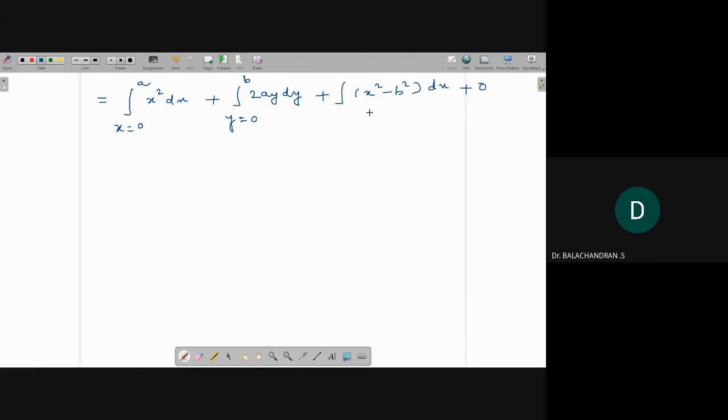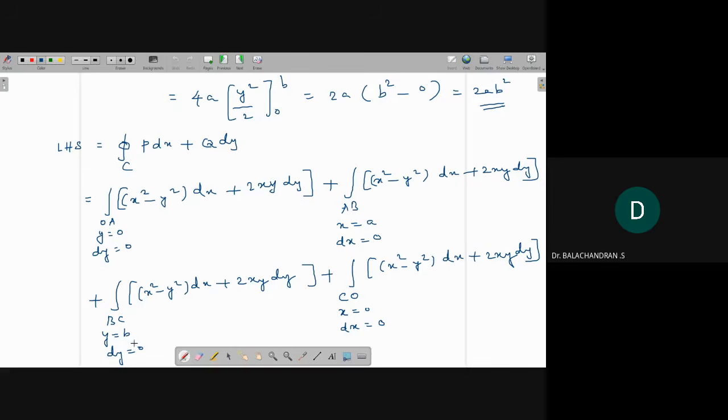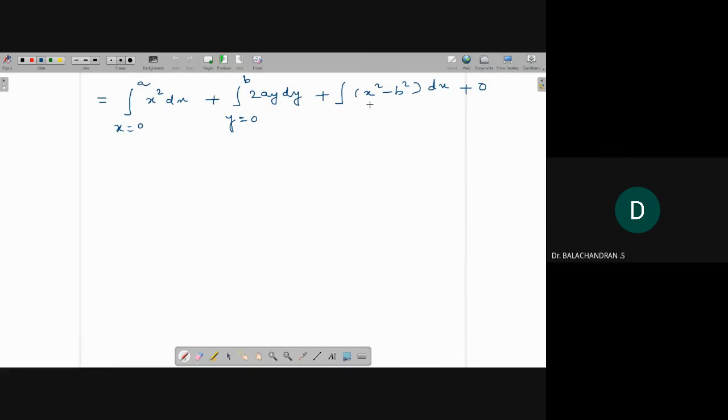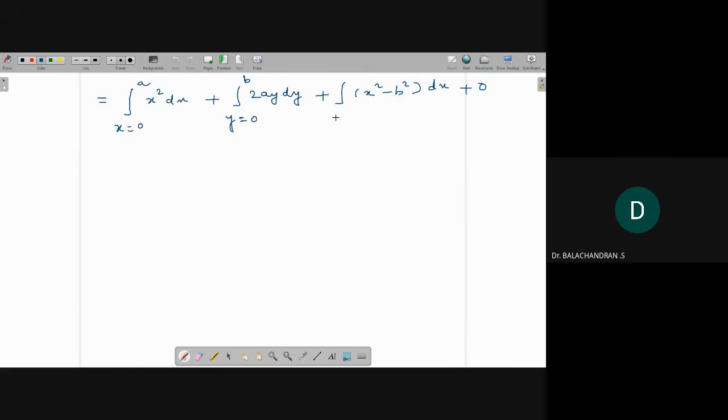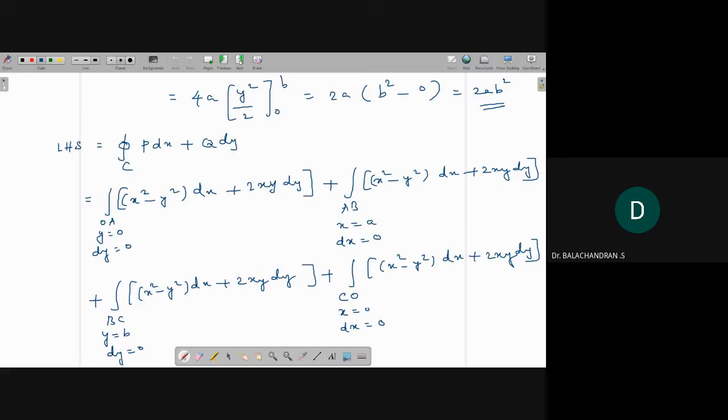And the third integral, we'll check the third integral. dy is 0, dy 0 means this is 0. Y equal to b means x square minus b square into dx. And along BC, I have the variable x only. X varies from where to where? Vigneshwar. Along BC.